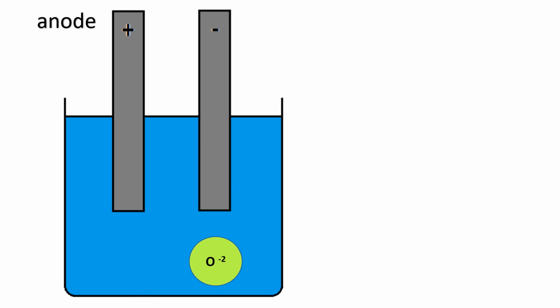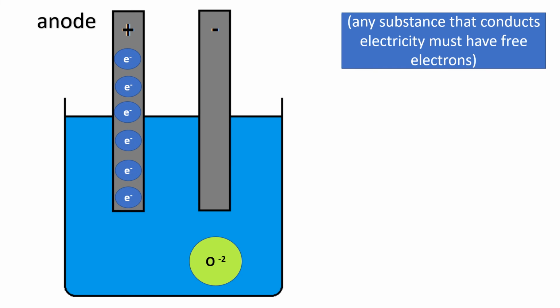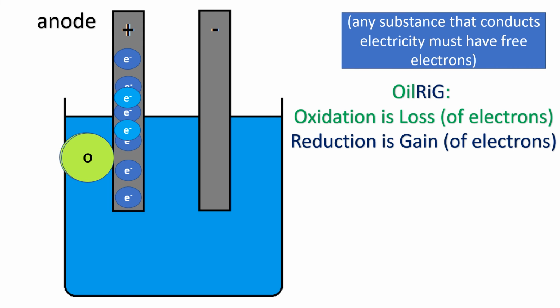What about the anode then? Again, we know that anything that conducts electricity must have free electrons, or in the case of electrolysis, a free ion that's free to move and carry an electrical charge. The oxygen is going to move to the anode. It already is negative. If it gains more electrons, it's going to become even more negative. So in reality, what happens is that the oxygen gives away those 2 extra electrons to become an oxygen atom. Is it oxidation or reduction? Well, it's lost electrons, so it's oxidation.